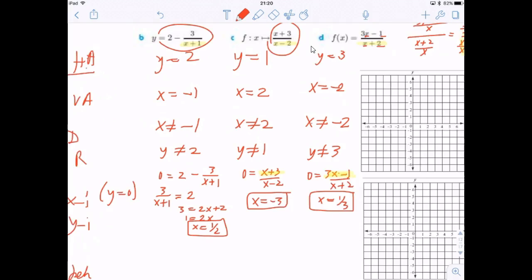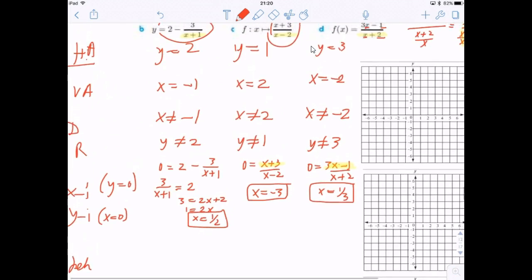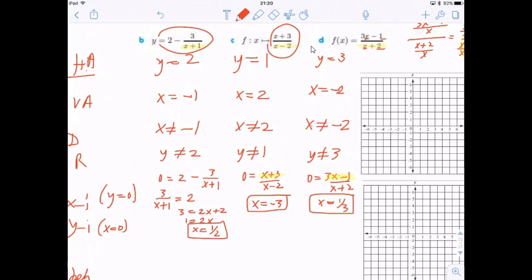How do we figure out the y-intercepts? To figure out the y-intercepts, we set x equal to 0. So we're going to take the equation y equals 2 minus 3 over 0 plus 1, which is minus 3, which is negative 1. So the y-intercept is going to be negative 1. What about the next one? If we put in x equals 0 for this one, we're going to get y equals 0 plus 3, which is 3, divided by 0 minus 2, which is negative 2.